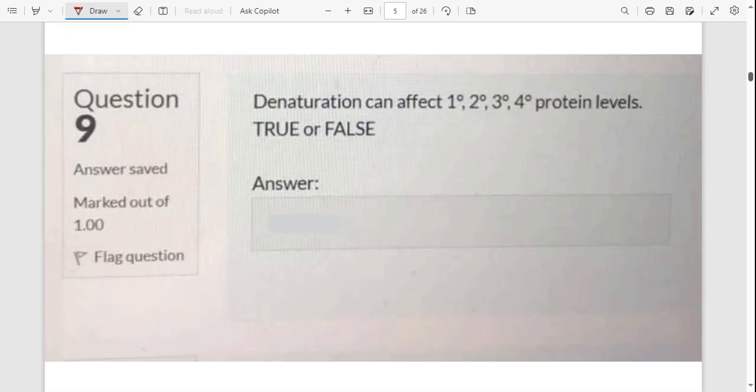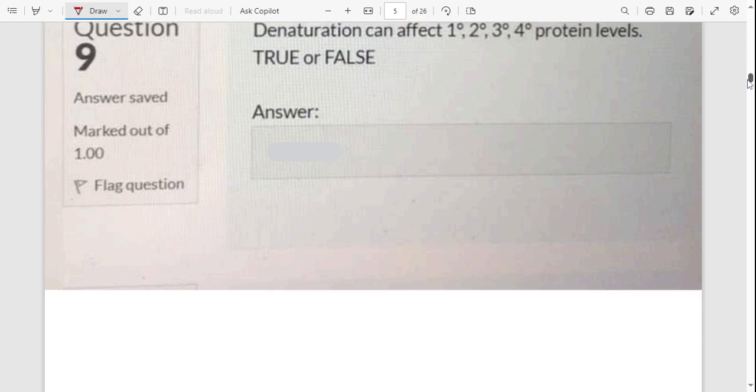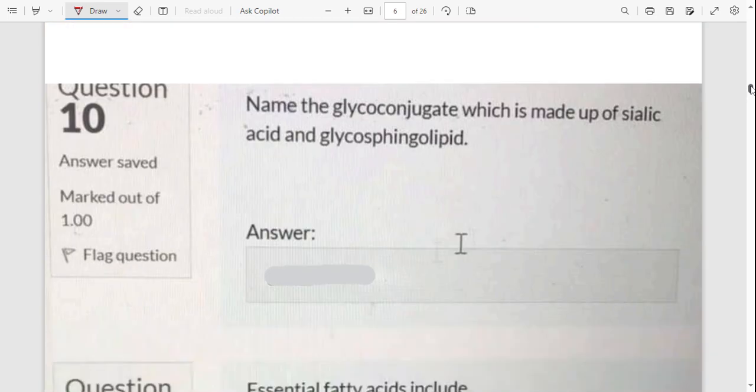Denaturation can affect primary, secondary, tertiary, and quaternary protein levels. True or false? Now, this statement is false. Denaturation does not break peptide bonds. Peptide bonds are what make up a primary structure. Denaturation can only affect tertiary, quaternary, and secondary structures.